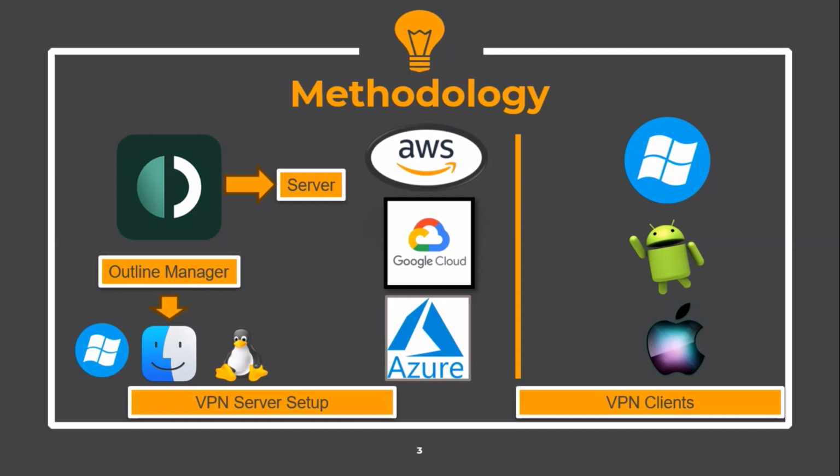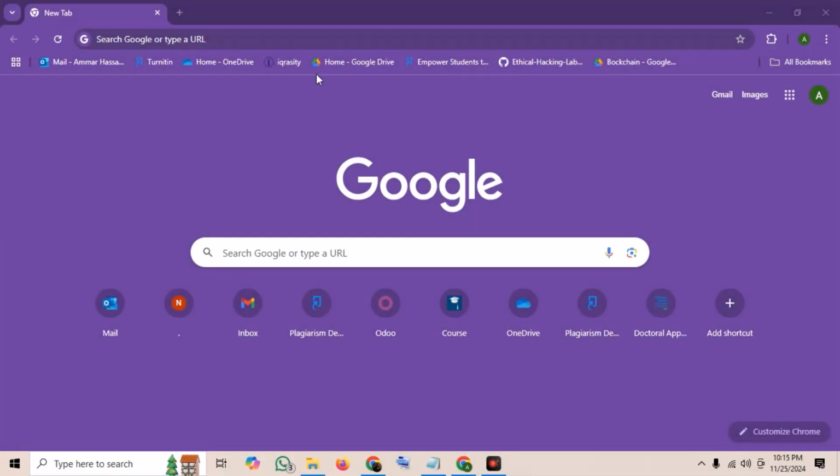Once we have our connection, we can generate keys from our Outline Manager and use them on any of the clients on Android, iPhone, or a PC. Now, let us see the step-by-step tutorial.